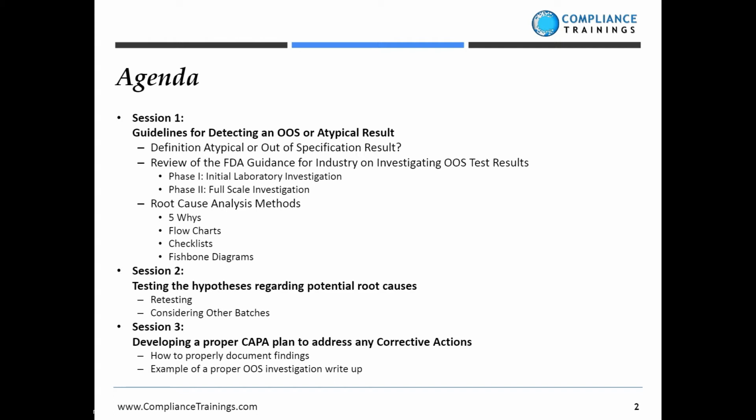It will be guidelines for detecting an out-of-specification result and an atypical result. We'll be talking about the definition of what these results actually are. We'll also review the FDA guidance for industry on investigating those test results. We'll step through exactly what you need to look at and look for in the phase 1 initial lab investigation, and then phase 2, the full-scale investigation.